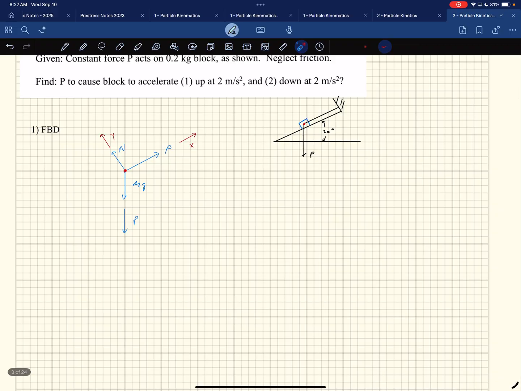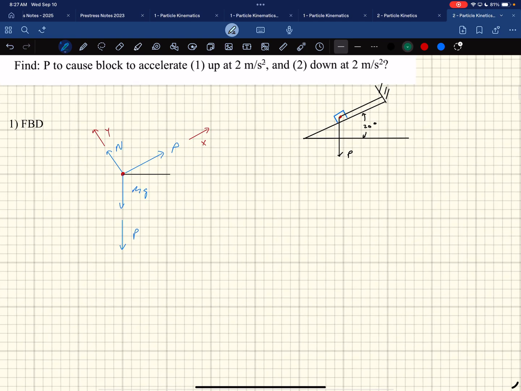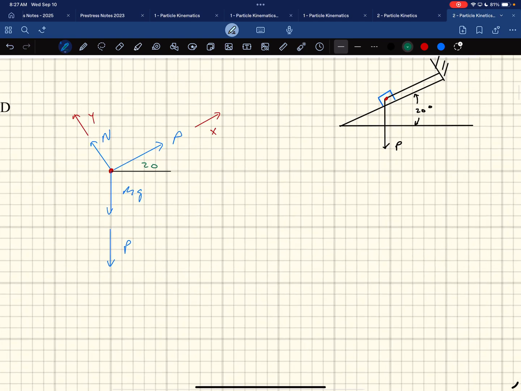Another thing we have to do is label the coordinates, the dimensions. So I need to label this. That is 20 degrees. It's given over there on the right-hand side. So that angle right there is 20 degrees.